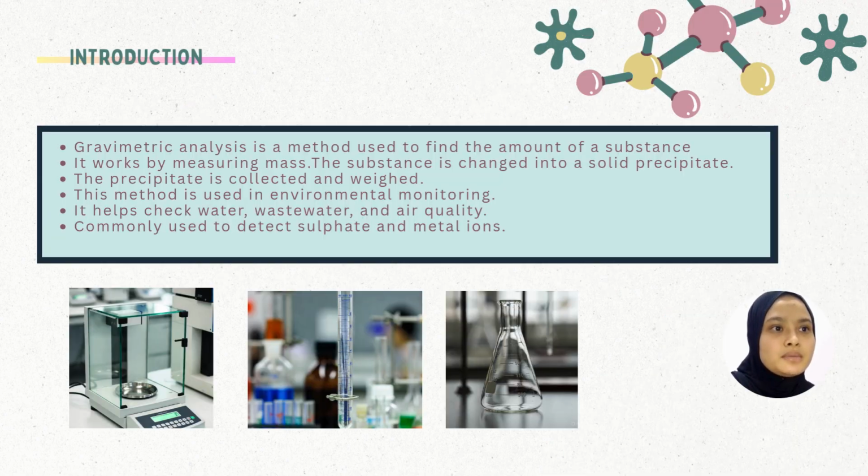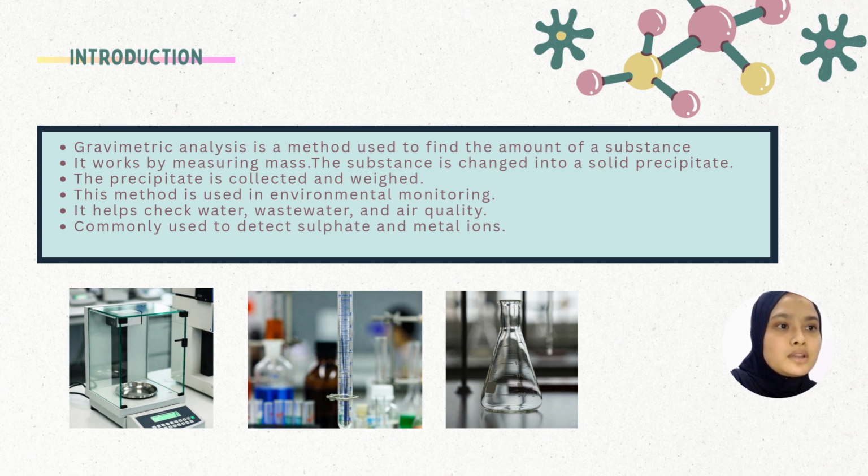Gravimetric analysis is a method used in chemistry to find how much of a substance is present in a sample. It works by measuring the mass of a solid. In this method, the substance we want to analyze is changed into a solid called a precipitate. This precipitate is then collected, dried, and weighed.